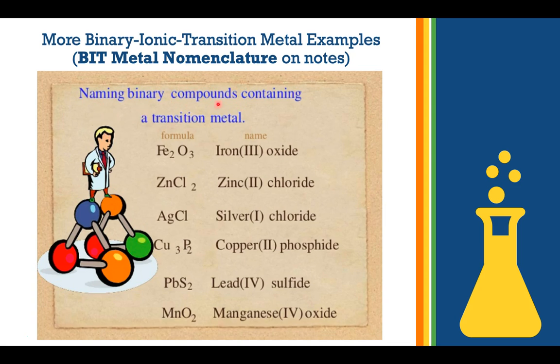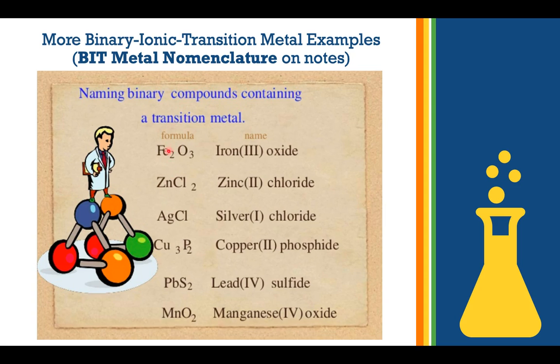So, naming binary compounds containing a transition metal. We have iron 3 oxide. Now it looks like you would say iron 2, but remember, when you are working with anything in the transition metals, you're going to look at the furthest number to your right that's connected to it. In binary compounds, you're going to look to the furthest right subscript: iron 3 oxide.